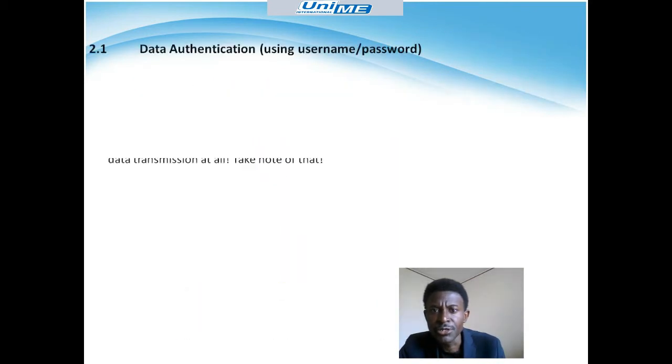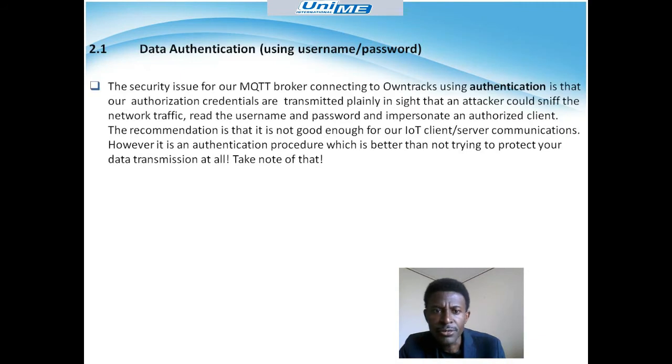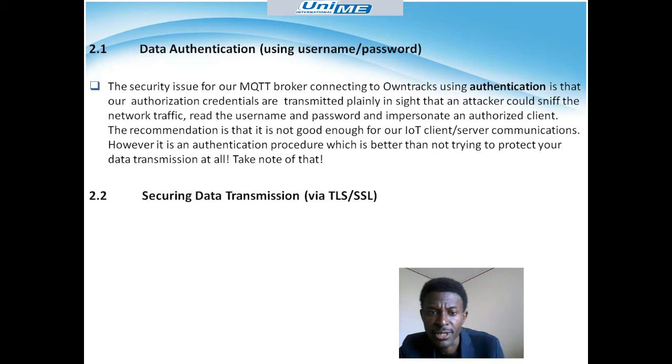Data authentication using username and password. The security issue for our MQTT broker connecting to Owntracks using authentication is that our authorization credentials are transmitted plainly. An attacker could sniff the network traffic, read the username and password, and impersonate an authorized client. The recommendation is that it is not good enough for our IoT client-server communications. However, it is an authentication procedure which is better than not trying to protect your data transmission at all.